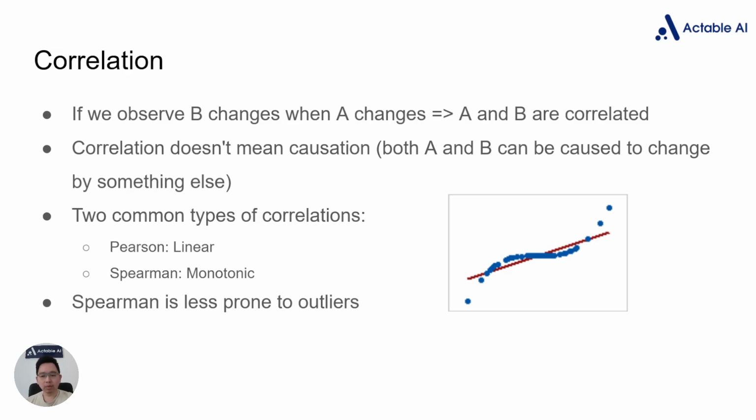So there are some differences between Pearson correlation and Spearman correlation, but one thing you might want to notice is that Spearman correlation is a lot less prone to outliers than Pearson correlation. In Pearson correlation, one or two outliers can skew the correlation so that it doesn't really reflect the true relationship between data points.